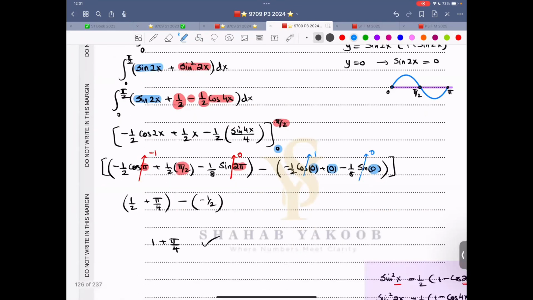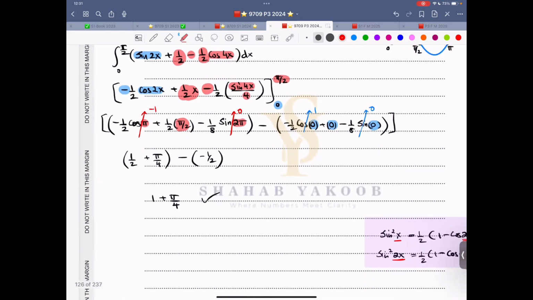So now let's look at the integration. This is the integral of this. And over here, the integral of half is half x, minus half as it is, this is sine 4x over 4. So now we have to plug in the upper limit. We have to plug in the lower limit. So let me just change this color so that we do not confuse these things.